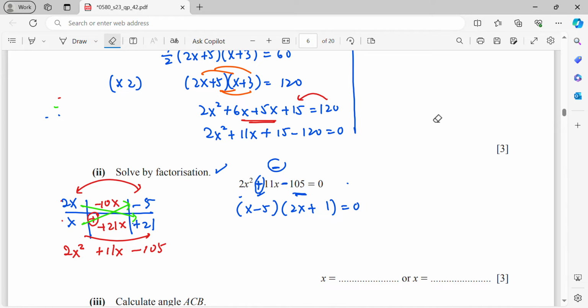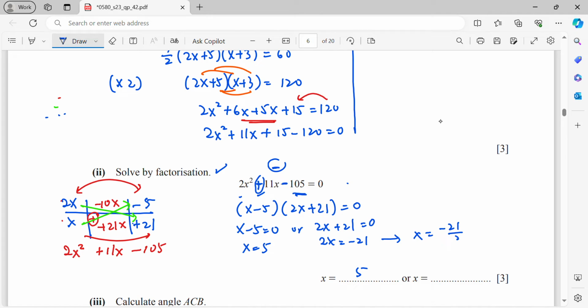So then you need to solve now. Solve means you have to find the x, right? If the product of two terms equals 0, it means one of them must be 0. So it means that either x minus 5 equals 0, so x is 5, or 2x equals negative 21. Therefore, your x is negative 21 over 2. So you will get these two solutions.